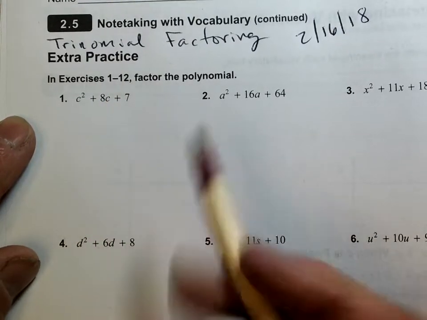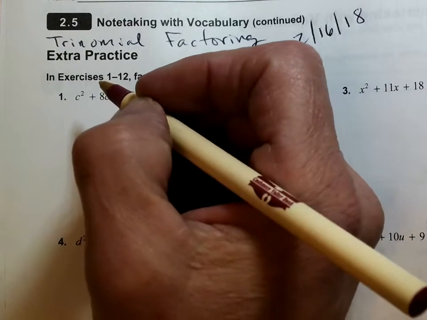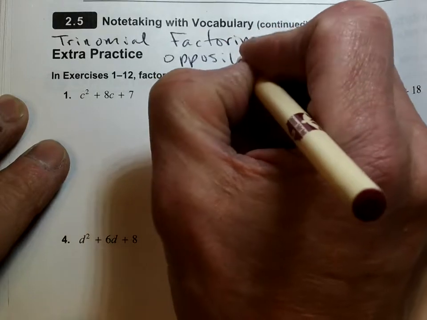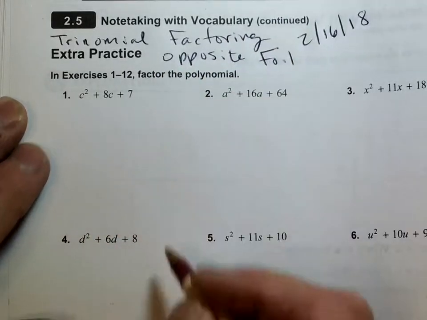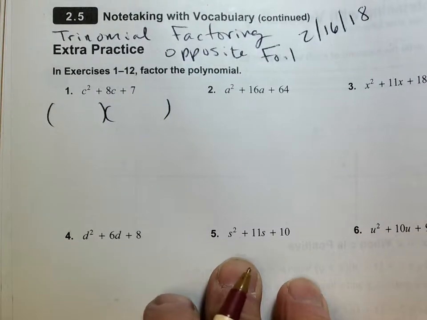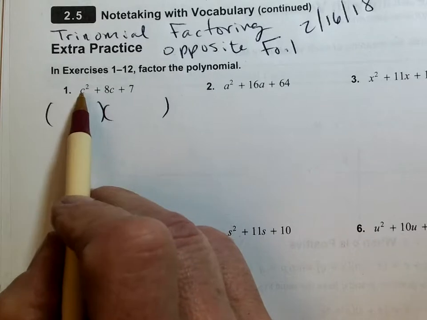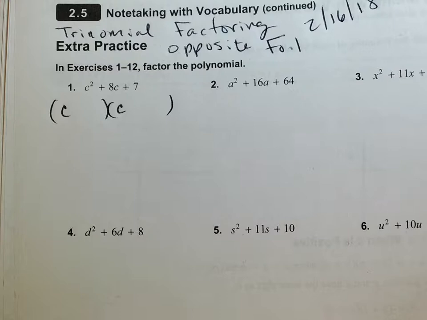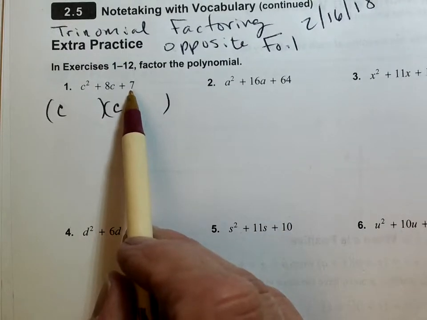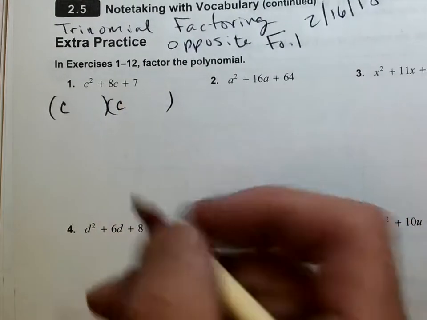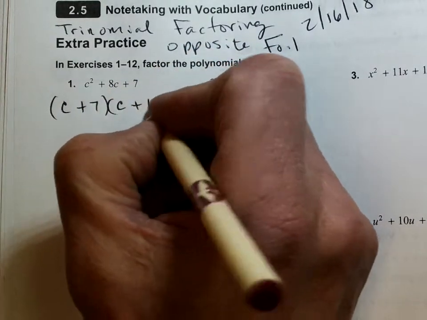We know it came from FOIL, right? So it's really like the opposite of FOIL, okay? So if it's opposite FOIL, let's set it up like this: parentheses, parentheses. The only way to get a c squared is with a c times a c, right? What times what makes 7? This is easy, isn't it? What's 7 plus 1? There you go, boom, plus 7 plus 1.